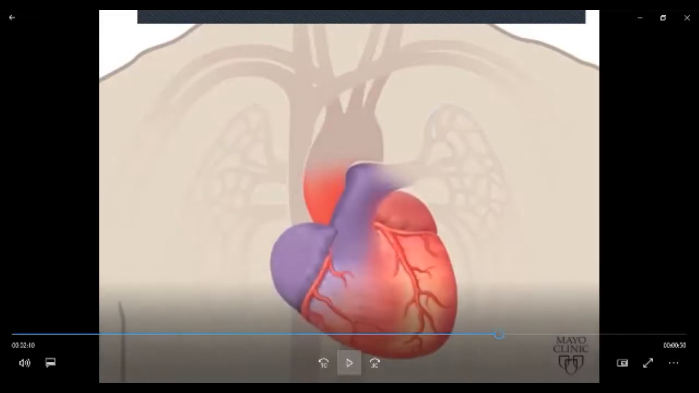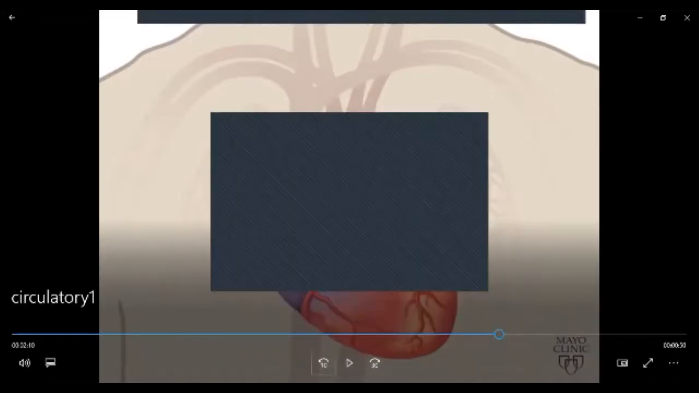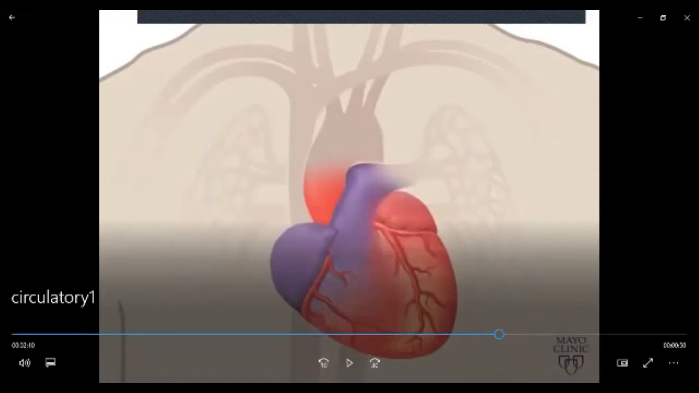Now, if you see, actually our blood itself also nourishes our heart itself. This is the heart, right? Our heart itself is also nourished by blood. It has blood vessels like this one. If you see on the screen, this blood vessel, we call it coronary arteries.